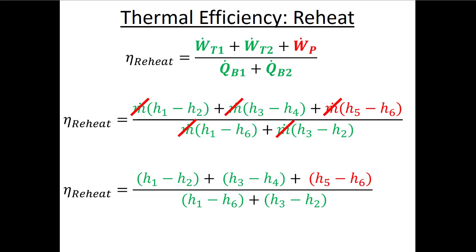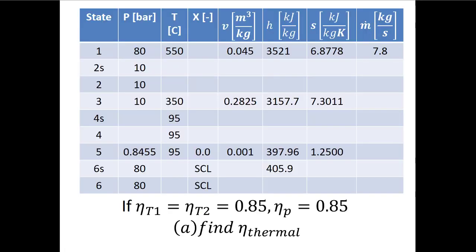But now I've got to go through the effort of filling out all my state table to find these specific enthalpies. Thankfully, the problem told me some of these things. So I know H1, I don't know H2, I do know H3, I don't know H4, I do know H5, I don't know H6. So if I did know H2, H4, and H6, then I could get a numerical answer for the thermal efficiency. So how do we go about doing this?